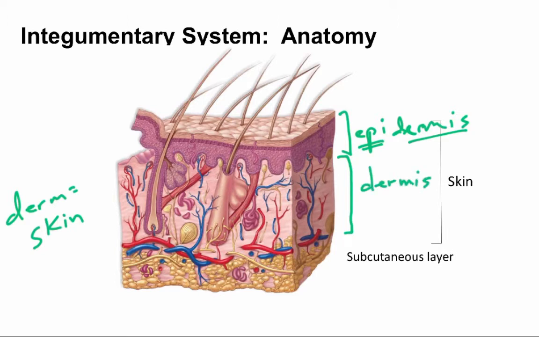And then underneath the dermis is the subcutaneous layer. So remember, cutis means skin, so subcutaneous means under the skin. Another way of describing this layer is to call it the hypodermis. And this layer anchors the skin to the tissues underneath it, whatever those might be.